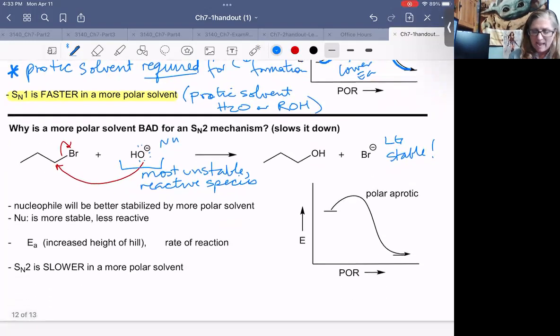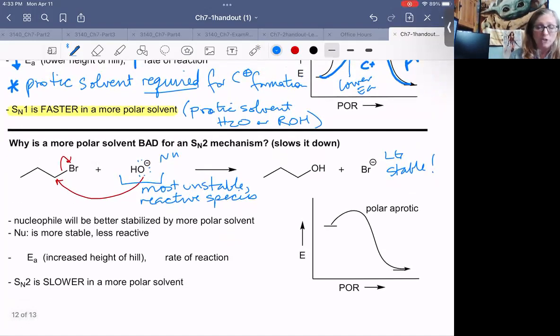Okay, so what's going to happen when we put it in a more polar solvent? It will now be better stabilized by a more polar solvent. It's going to be hugged by that polar solvent. And so if it's more stable, that makes it less reactive. That's not what we want for an SN2. We want a highly reactive nucleophile.